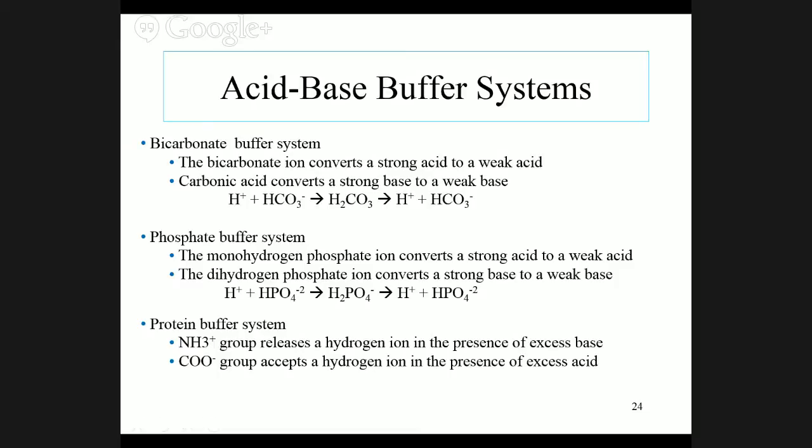And let's look at these acid-base buffer systems. There's a bicarbonate buffer system. The bicarbonate ion converts a strong acid to a weak acid. Carbonic acid converts a strong base to a weak base. Hydrogen ion and HCO3 form the weak acid, carbonic acid. And in the phosphate buffer system, the monohydrogen phosphate ion converts a strong acid to a weak acid.